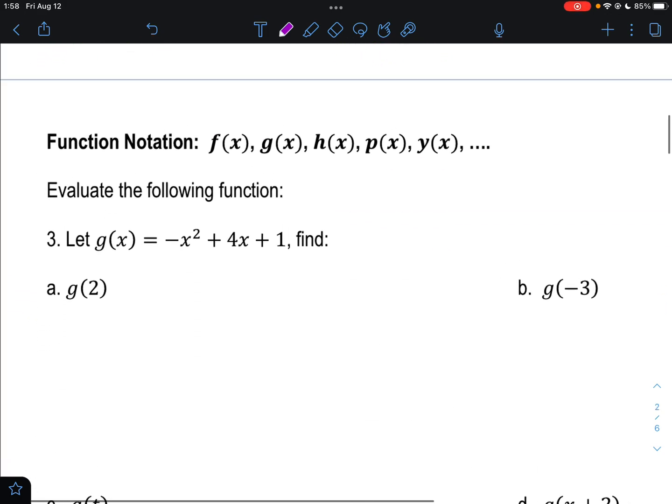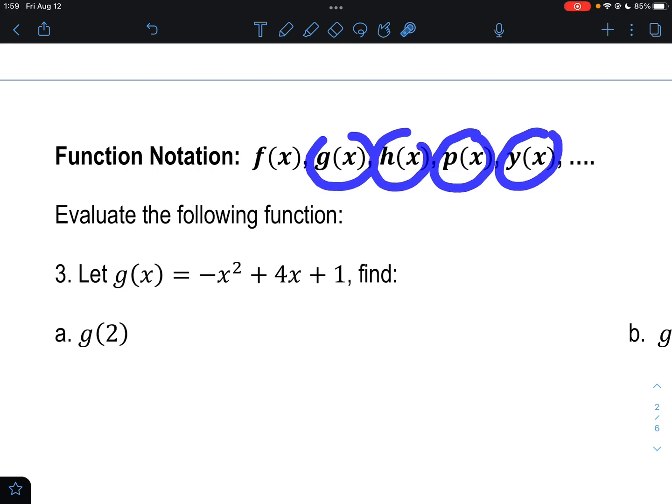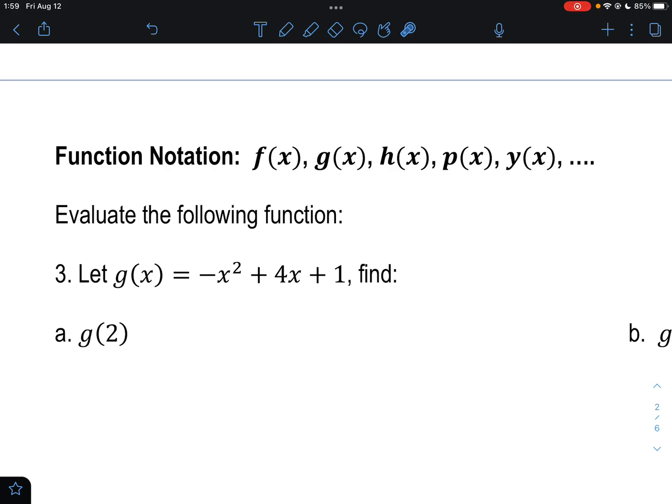Function notation, we denote a function with a letter that represents the name of the function and then the independent variable inside of parentheses. So we say f of x, where f is the name of the function and x is the independent variable. Or g of x, or h of x, or p of x, or y of x, or it could be anything. It could be b of x, or z of x, it doesn't matter. It doesn't have to be x, it could be t. So it could be f of t, g of t, h of t. These letters don't matter. We just want you to know that the letter outside is the name of the function and the letter inside is the independent variable.